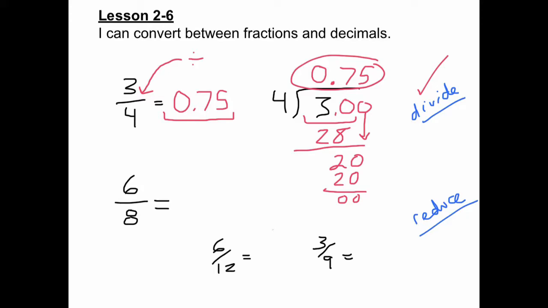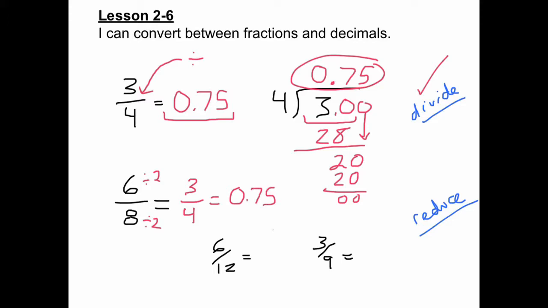If you don't know what 6/8 is, you could see 6/8 can be reduced. 6 and 8 have a common factor. They're both divisible by 2. If I divide the numerator and the denominator by 2, I'm reducing this fraction and it becomes 3/4. So I might not have recognized 6/8 as 0.75, but if I know how to reduce it, I can see that 6/8 is 3/4, which is 0.75.